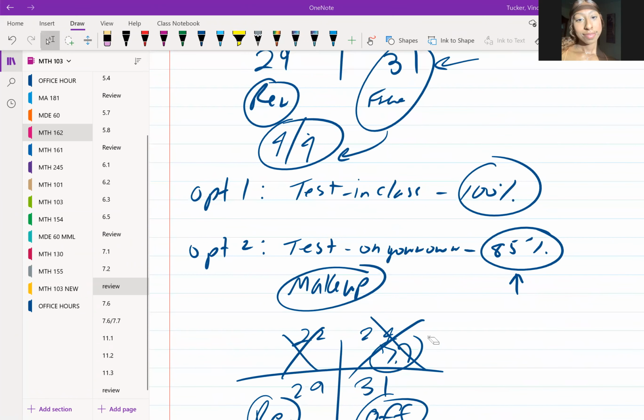I have a question. Yes. The makeup test, is that only for those who can't take it that day? Or if you don't do well on it, can you also make it up? Yes. Anybody who wants to take advantage of the makeup, whatever your scenario is, it will be open to you. Okay, thank you. No problem.